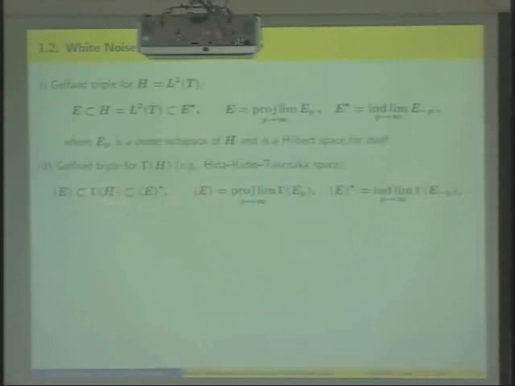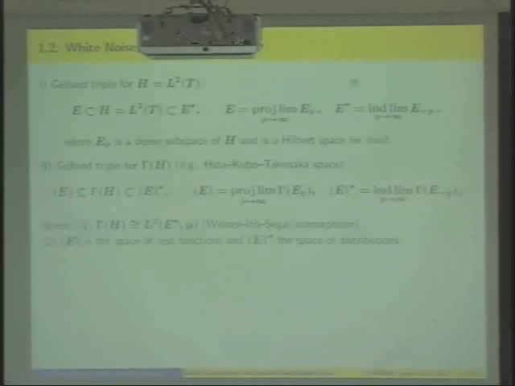So Gamma(H), as I already introduced, is the boson-Fock space over H. Although E is not a Hilbert space, you can imagine this Gamma(E) is also something like a boson-Fock space over E. And this is the definition, for example. And Gamma(E star) is the dual space of this. Therefore, we have this triplet that is called a Gelfand triple.